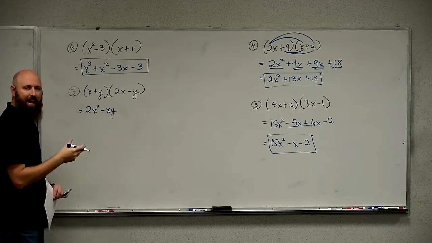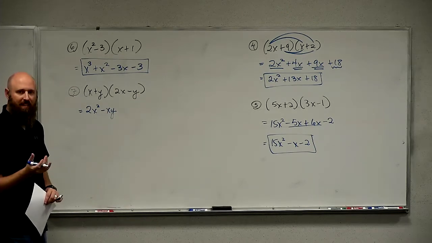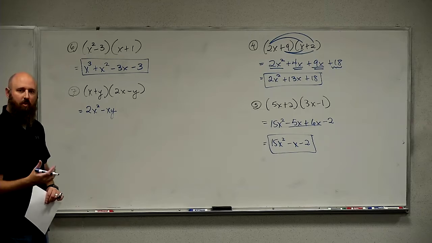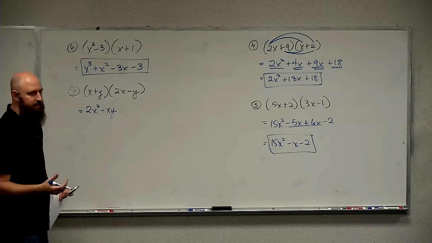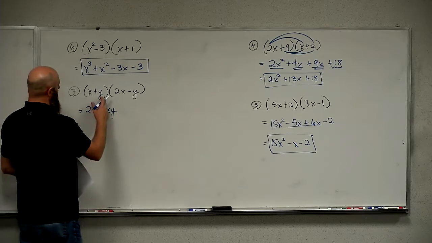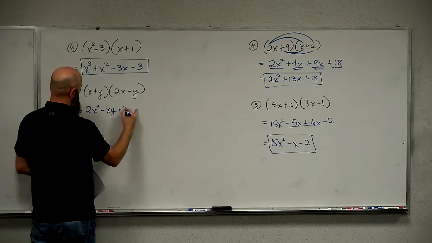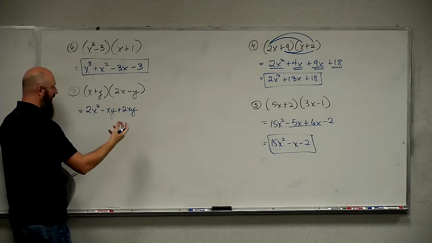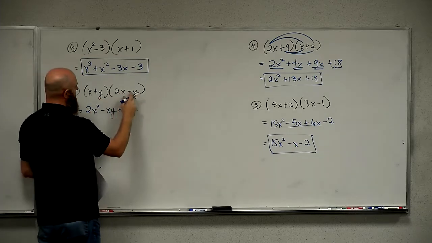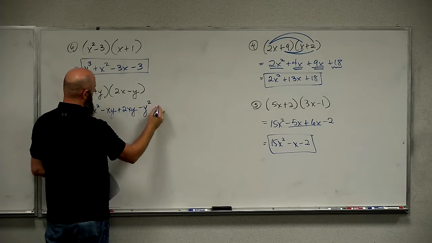Now the order on that doesn't matter. If you put y then x, it's fine. I'm typically going to put it in alphabetical order, so I'll put x first on those. Y times 2x is a 2xy, or again, yx. And then y times negative y is a negative y squared.